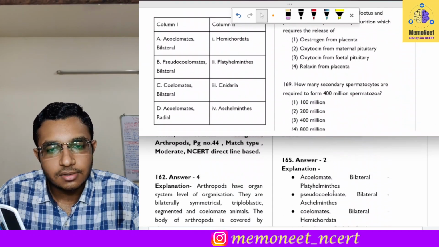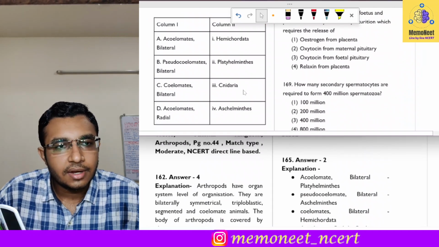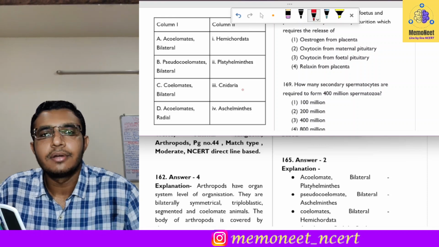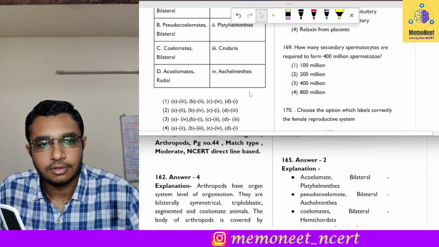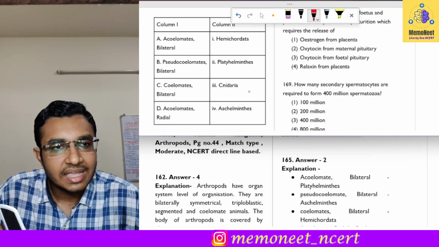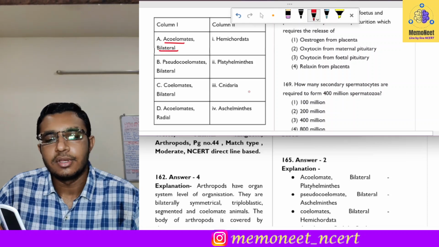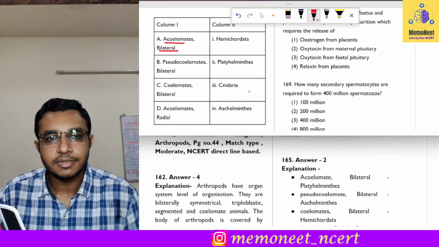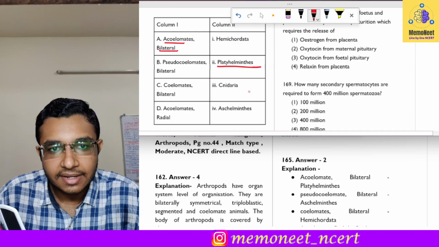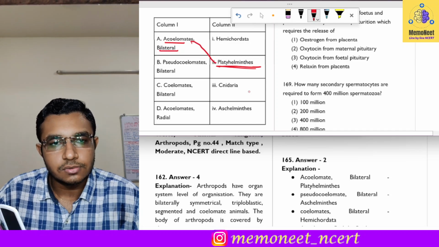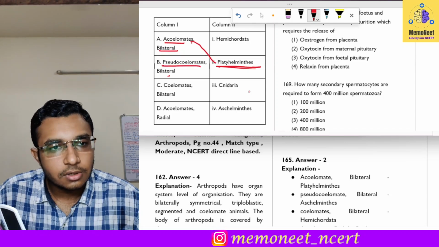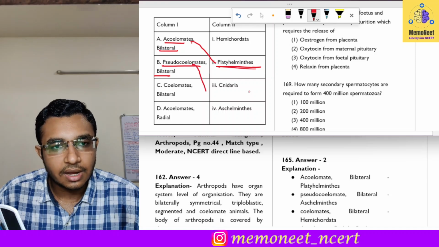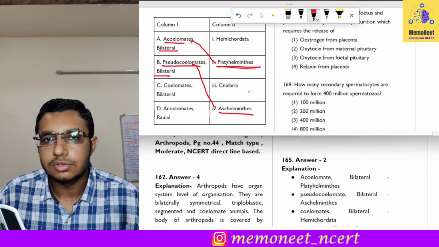So it is a match the following type of question, and we have to identify the correct characteristic with their correct phylum. Okay, so let us see them one by one. So the first is acoelomate and bilateral symmetry. So which is an organism showing who is acoelomate and shows bilateral symmetry. So these belong to phylum Platyhelminthes. Okay, so A goes with 2. Next is pseudocoelomates and bilateral symmetry. The organism which are pseudocoelomate and bilateral symmetry are the Aschelminthes. So B goes with 4.